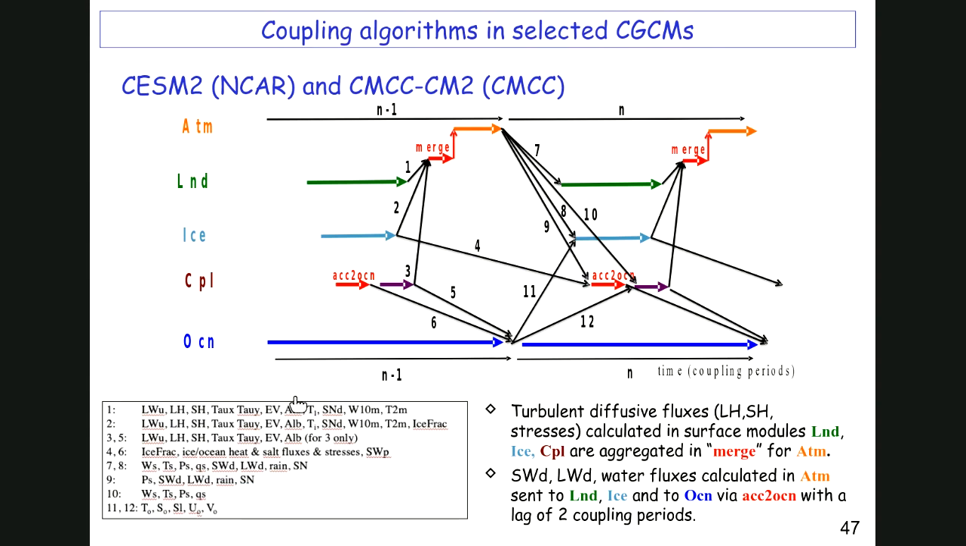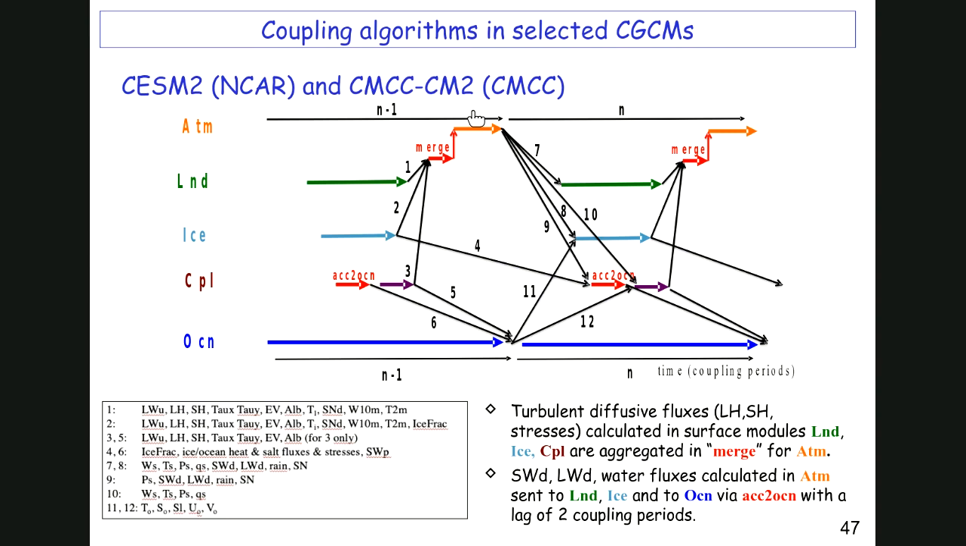Regarding the short wave, the long wave, and the water fluxes, these are still calculated in the atmosphere and are sent to the different surface modules, and they are also sent to the ocean via the ACT2OCN module. So basically here you see that regarding the short wave and the long wave downward fluxes, there's an asynchronicity of two coupling periods.